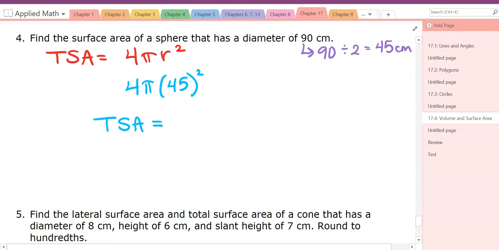You're going to get a big number. $25,000 for what? 446? I'm getting 25,446.9 centimeters squared.